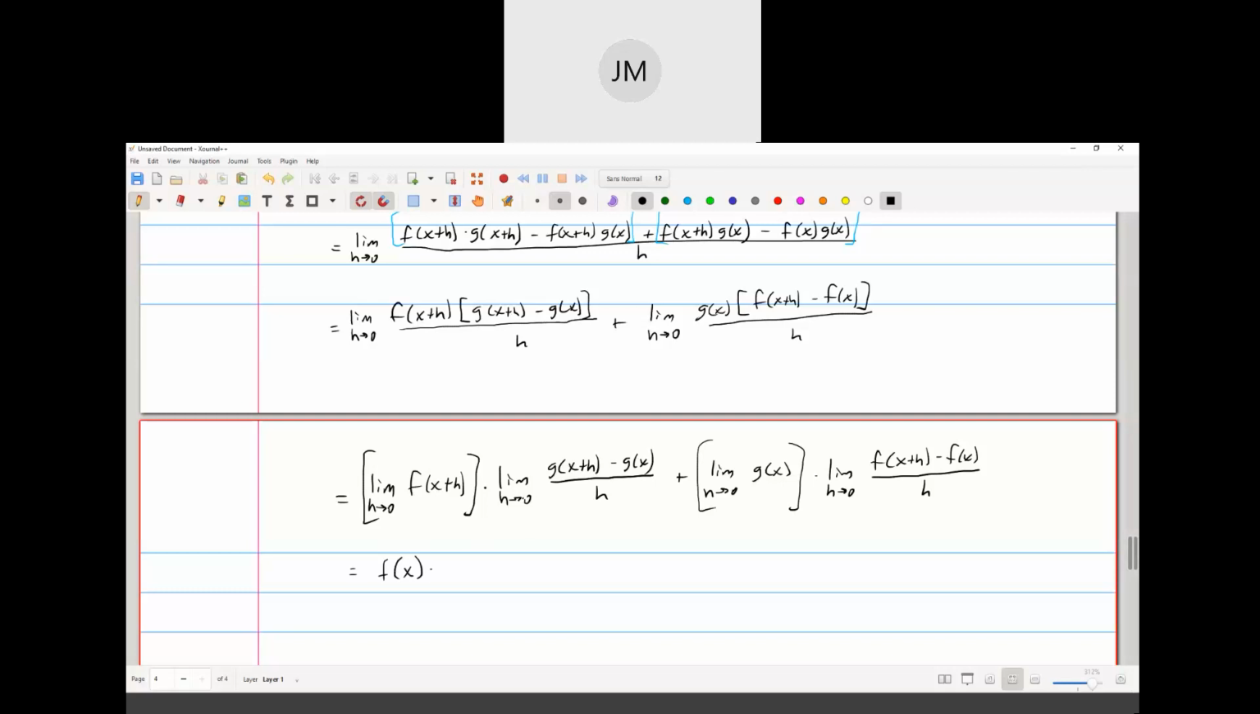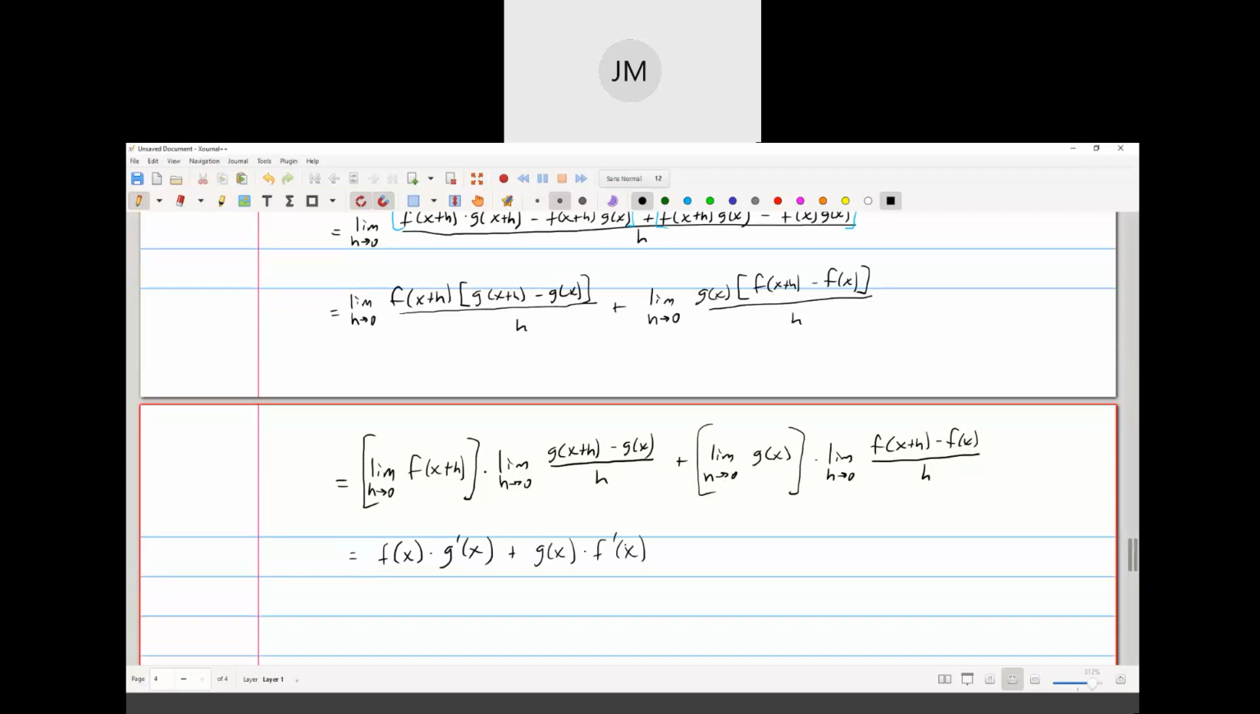Okay, here the limit as h goes to 0 of g of x plus h minus g of x over h. That is exactly what the derivative of g is. Here I'm taking a limit as h goes to 0, but there's no h's, so no worries there. And again, I have the definition of f prime of x.